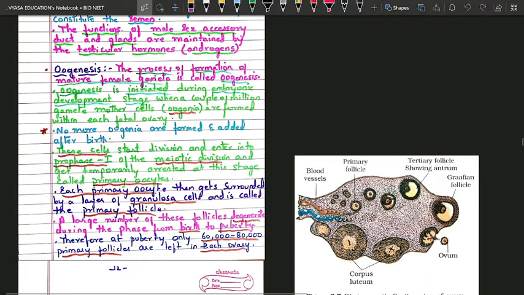Oogenesis is initiated during embryonic development, when a couple of million gamete mother cells, that is oogonia, are formed within each fetal ovary. Just remember, during the embryonic development stage millions of gamete mother cells are formed in the fetal ovary. No more oogonia are formed and added after birth.